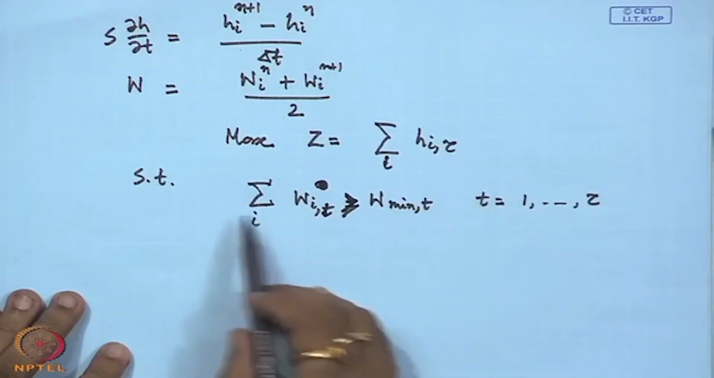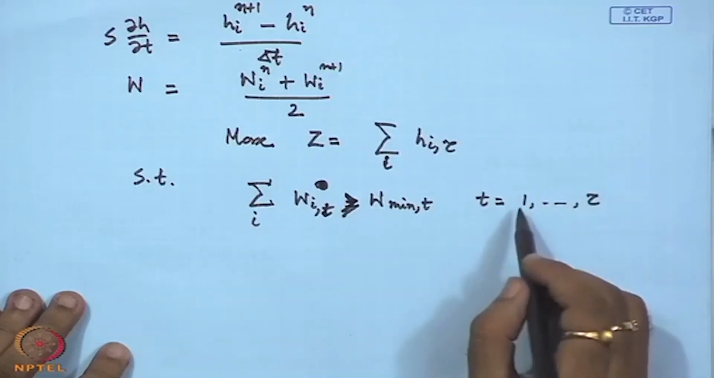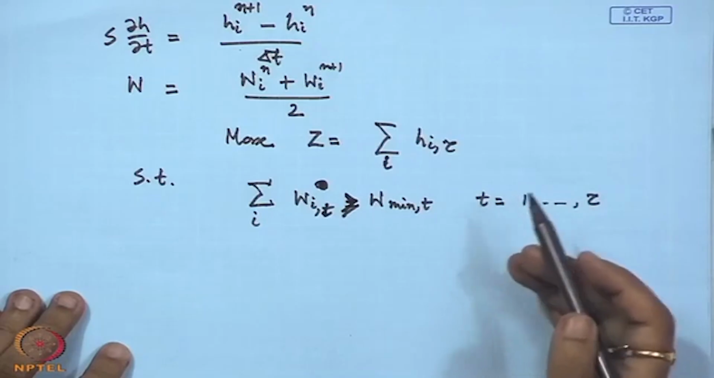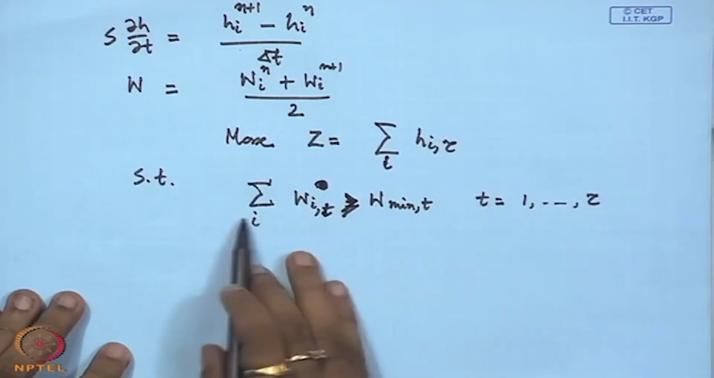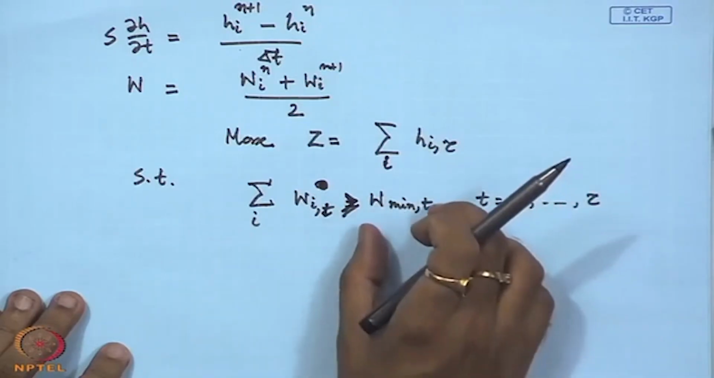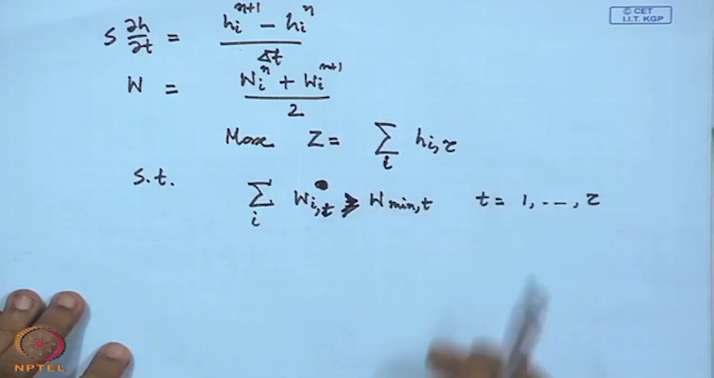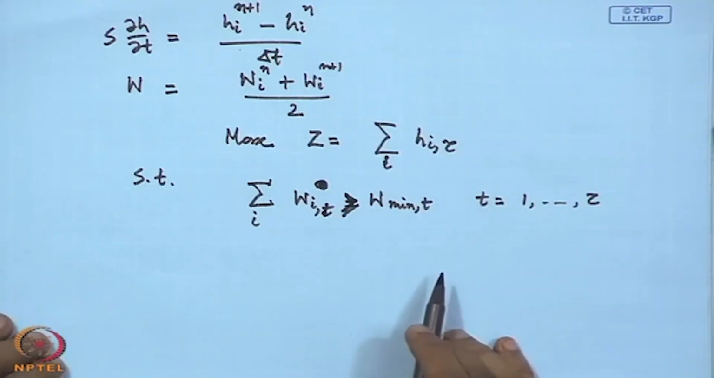And we have this constraint that for each time period or management period, we can have the total pumping which will be greater than our minimum value of pumping.